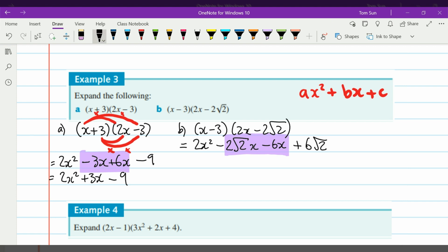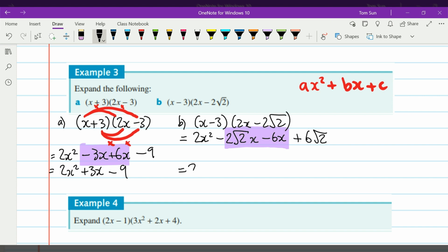So what we're going to do here is still write the 2x squared, that's fine. But here, you have two options. I'm going to make it a minus. So negative, and I'm going to put brackets here, so this is going to be 2 root 2 plus 6.